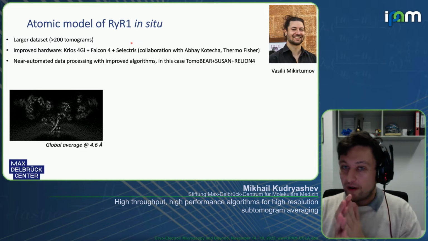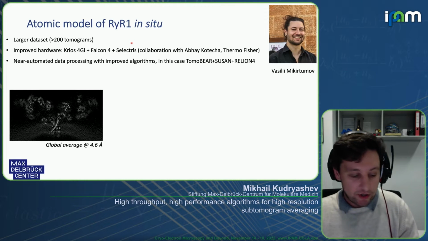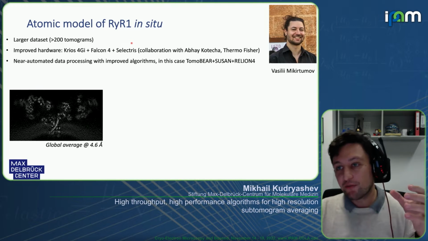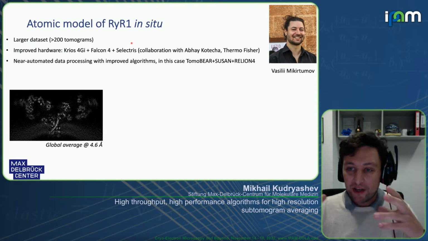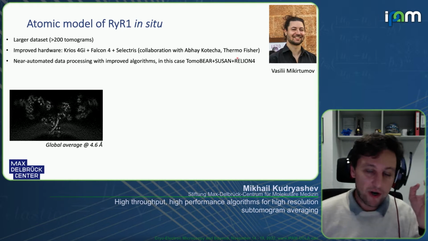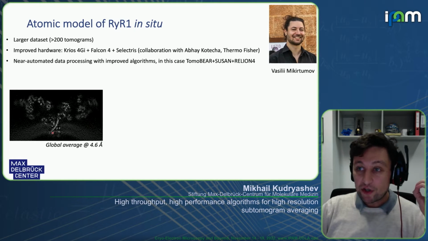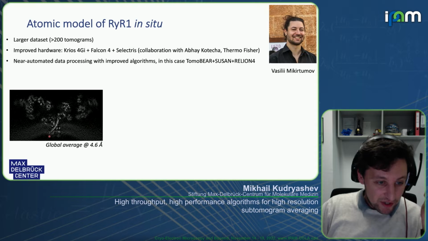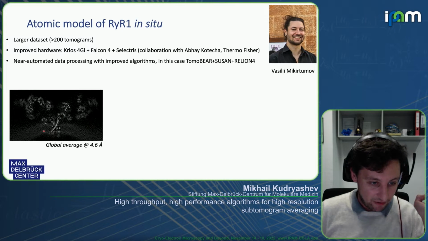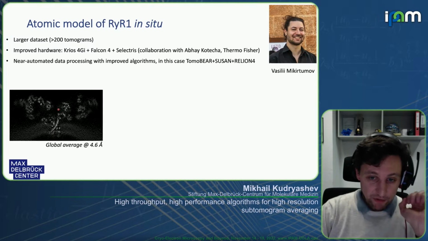Then we used methods about which I'll tell you a little later in my talk to process the data in a streamlined fashion and perform classification. Vasily used RELION, right now RELION 4. It gets very pretty reconstructions. He got a global average of 4.6 angstrom, and he could see very nice density for all the helices, but this one, the long helix in the transmembrane element, looks particularly beautiful.